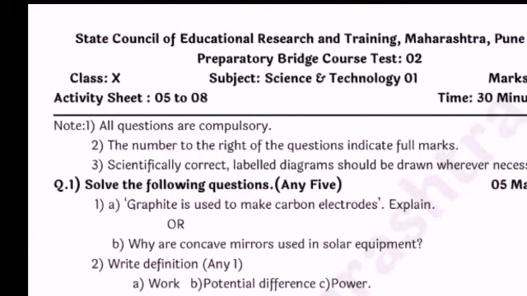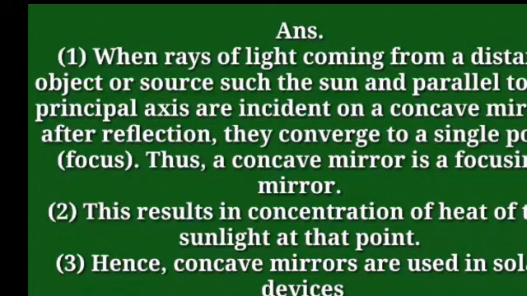B is, why are concave mirrors used in solar equipments? Let's see the answer of this question. The answer is: first, when rays of light coming from a distant object or source such as the sun, and parallel to the principal axis, are incident on a concave mirror, after reflection, they converge to a single point, that is focus.